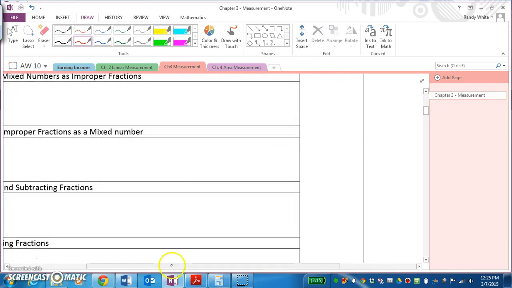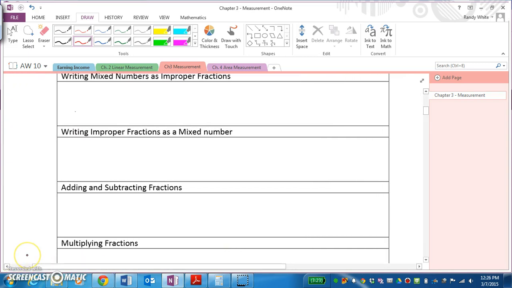Okay, let's talk about mixed numbers. Okay, so a mixed number is just that. It's a mixture of whole numbers and fractions. So if I have 1 3/5, and I want to convert that to an improper fraction, an improper fraction means the top number, the numerator, is larger than the bottom number, which is the denominator. Okay, and so that's exactly what this means. The numerator is larger than the denominator.